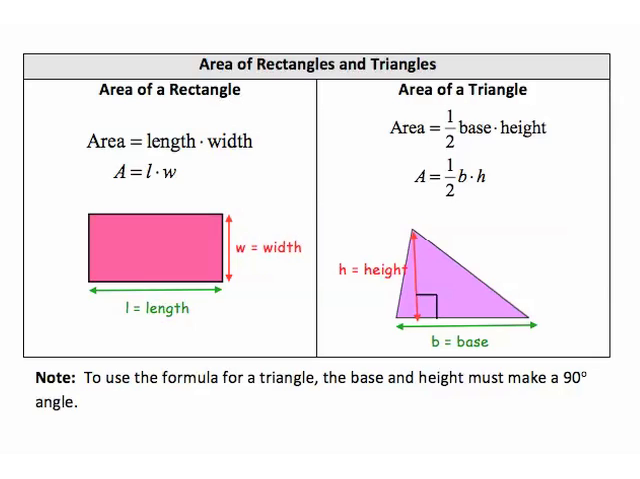And here you can see we have some formulas for the areas of a rectangle and a triangle. Let's first take a look at the area of a rectangle. To find the area of a rectangle, we multiply the length times the width. And here's the formula here.